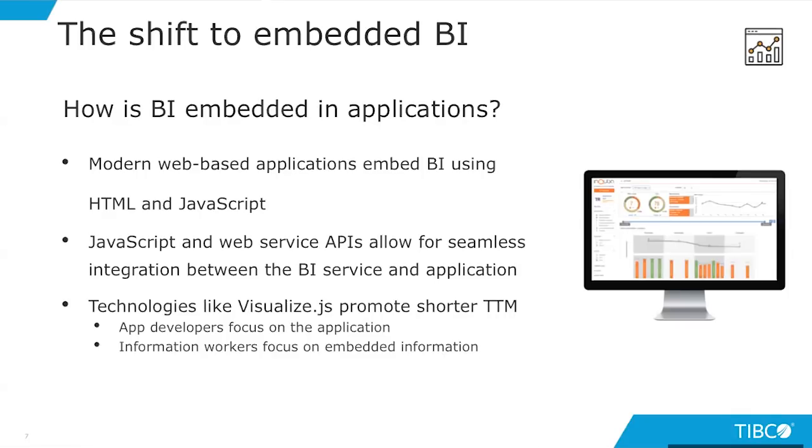For Jaspersoft, our technologies like Visualize.js, they promote shorter time to market. So your app developers focus on the application, not on the mechanics of where am I getting my visualization, how am I going to make it fit in? And information workers really focus more on the embedded information. What kind of data am I accessing? Do I need to transform it? What do I need to do to that data so it's no longer data but real information that I can embed in an application for a user to interact with?